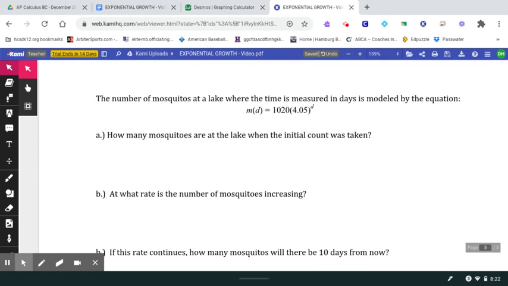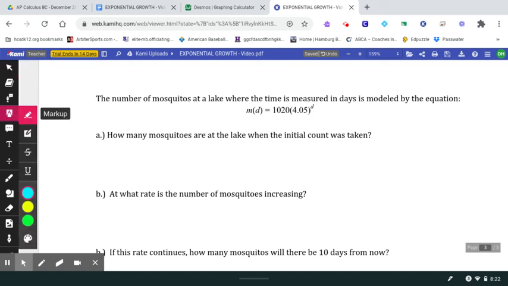We're going to wrap today up with 2 fun little word problems. The number of mosquitoes at a lake where time is measured in days is modeled by this equation. How do you know this is exponential? Well, go through your checklist.